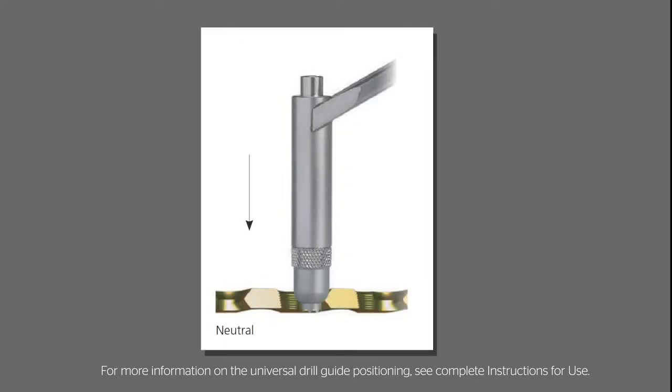A drill hole in a neutral position is created by placing the universal drill guide in the eccentric position and then pressing the drill guide into the hole, which will shift the drill guide into the neutral position within the center of the plate hole.